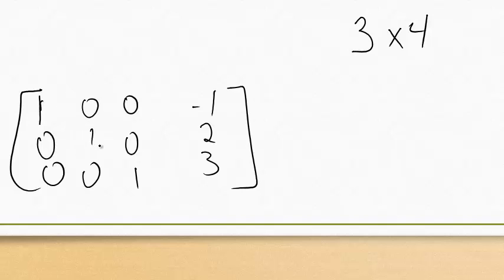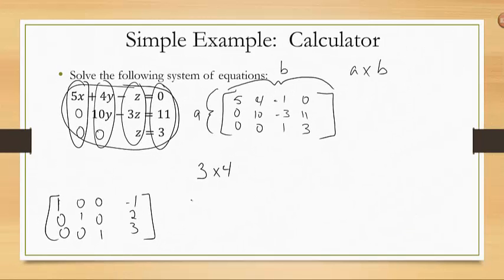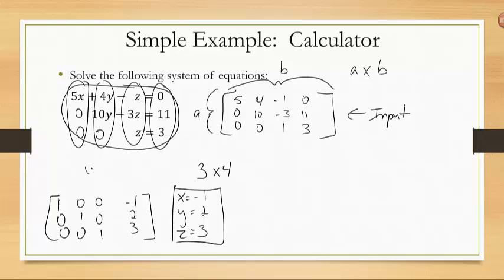Okay, so your answer will be... what will your answer be? Because if you look here, your 1 is in the x position, this one is in the y position, and this 1 is in the z position. So we're going to have x equals -1, y equals 2, and z equals 3. And there you have it. There's your solutions. Done. So this would be your input matrix, and this would be your output matrix.